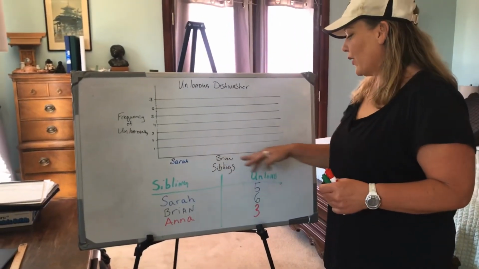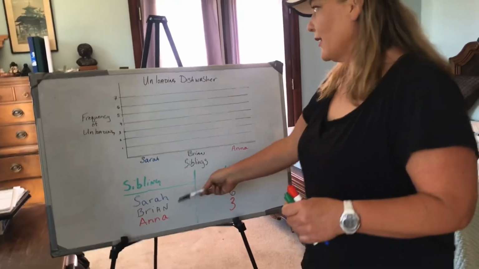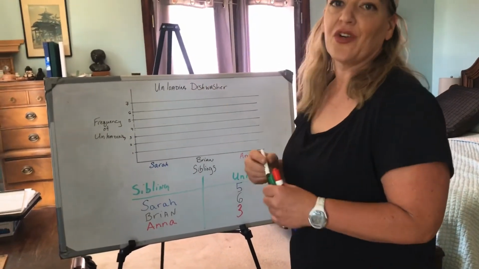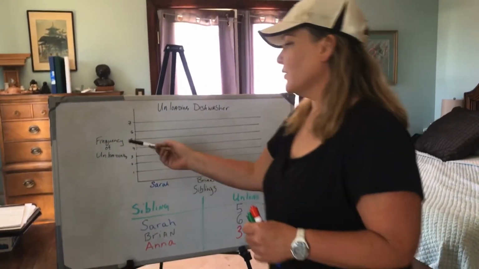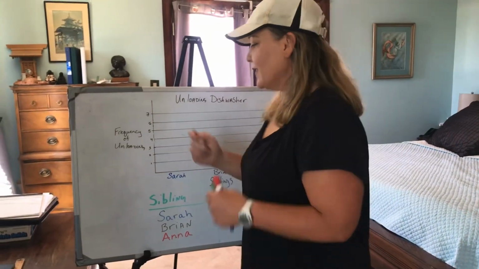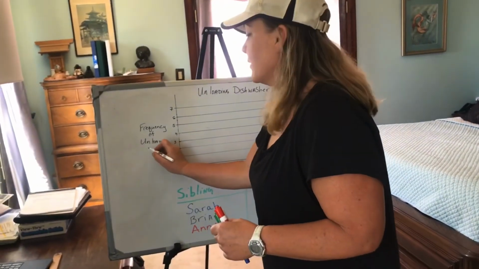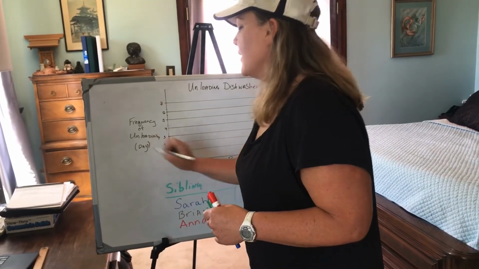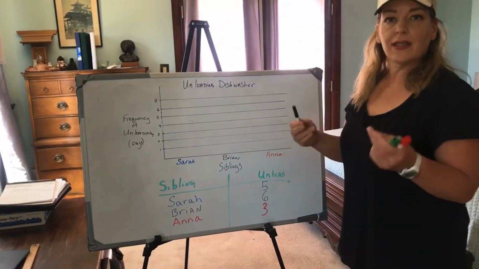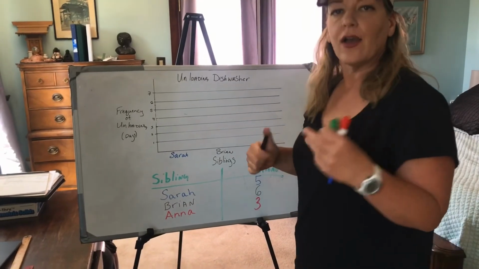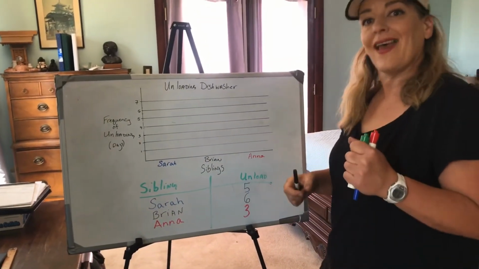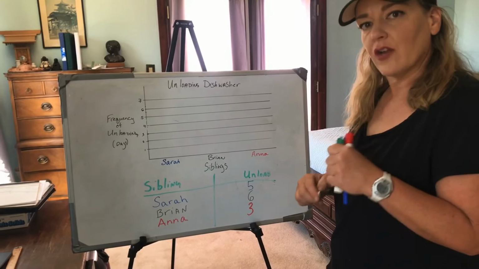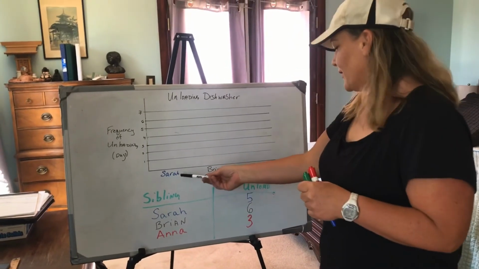We have Sarah, Brian, and Anna. Then we just take, and always title. You always need to title your graph as well. Unloading dishwasher, okay? And what are our units on this one? Days, okay? Days. So it's important when making graphs to make it as clear as possible because you're trying to get this data across to your mom so that she'll make that lazy Anna start unloading the dishwasher a little more often.